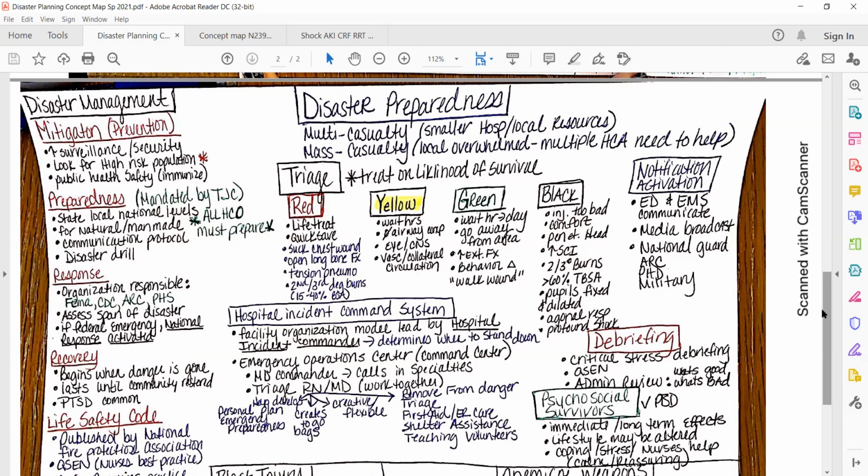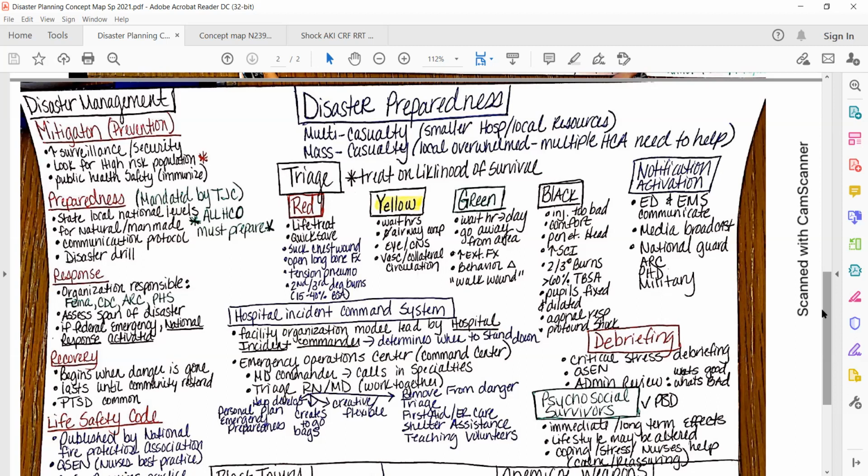And then black injuries, too bad. So comfort measures are provided. So penetration to the head, high spinal cord injuries, 2nd and 3rd degree burns greater than 60% of the total body surface area, pupils are fixed and dilated, agonal respirations, and then profound shock. You guys know what shock is, right? So we're hypotensive, tachycardic.